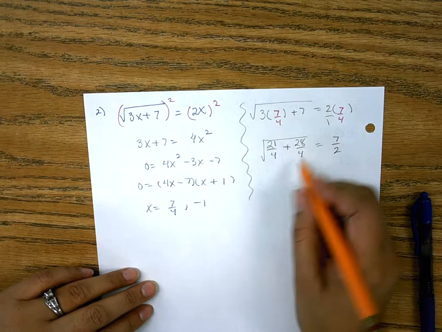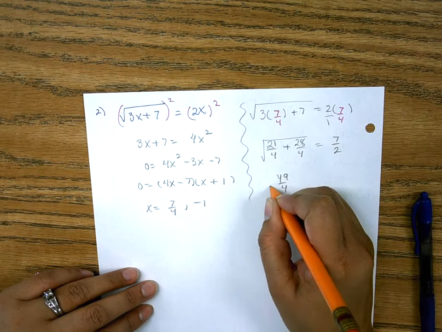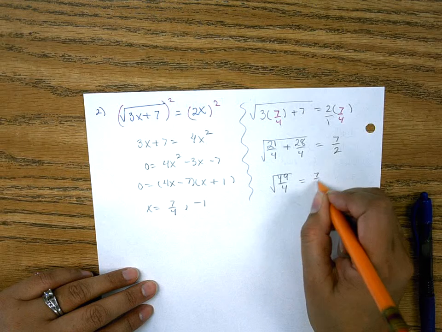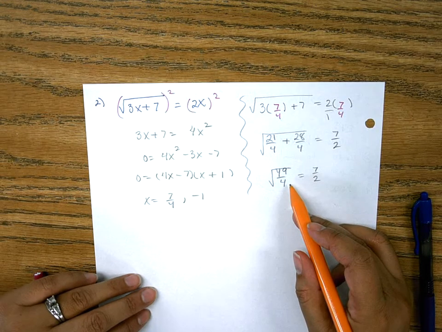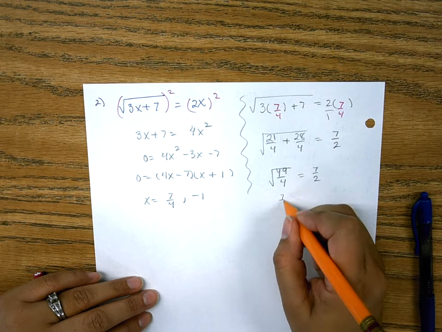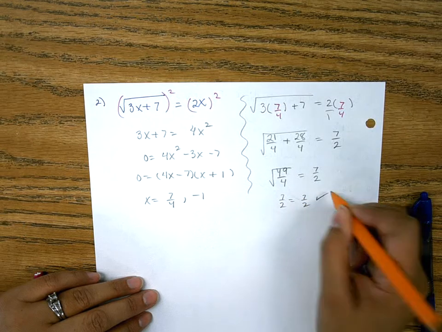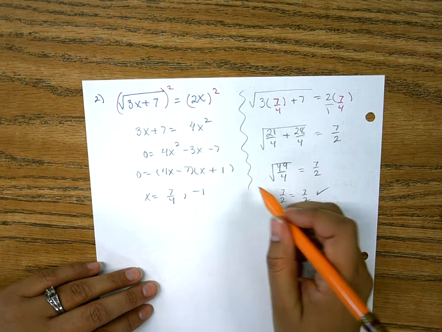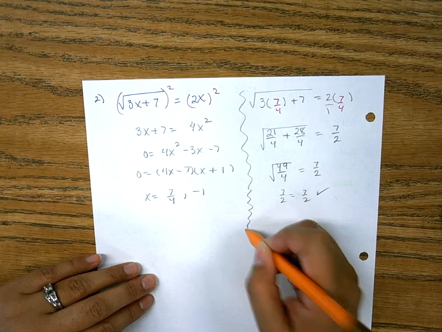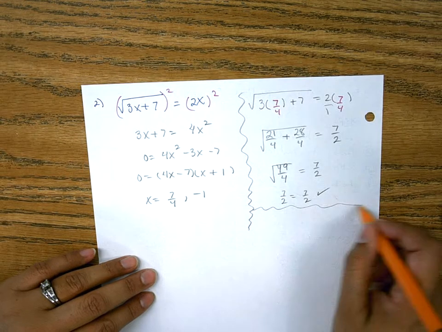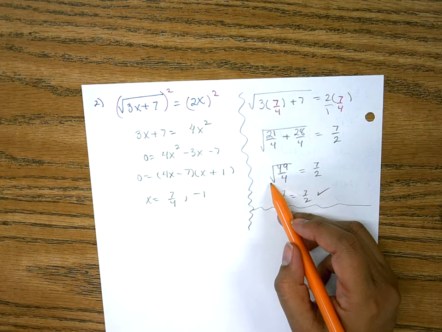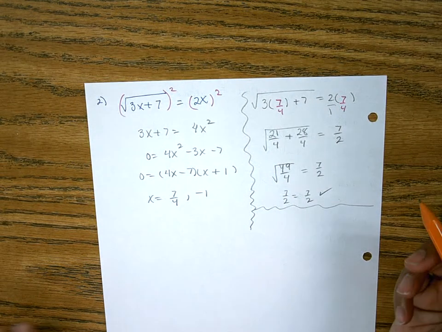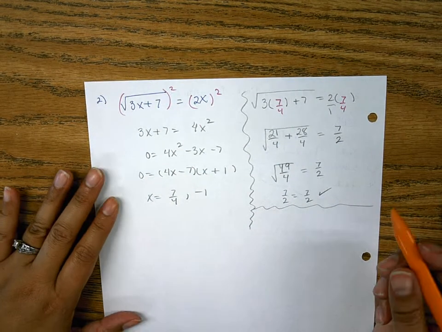Add, that becomes 49/4 with the square root, equals 7/2. The square root of 49/4 is 7/2, which equals 7/2. All is hunky-dory and great in the world. 7/4 is a solution. Now kids will say, wasn't there a plus or minus there? No, you only put plus or minus when you square root both sides to solve an equation.